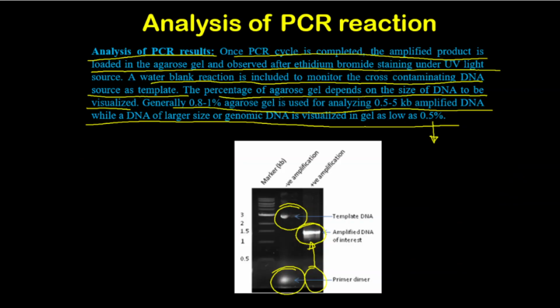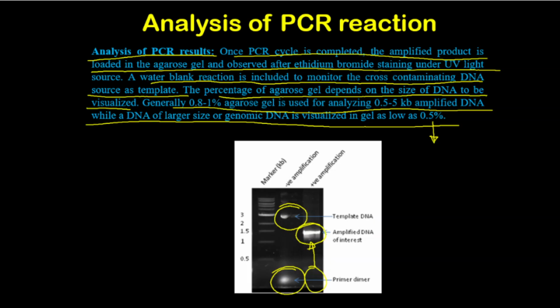Now, how is the reaction analyzed? Once the PCR cycle is completed, the amplified product is loaded on the agarose gel and observed after ethidium bromide staining under a UV light source. Basically, when you are making an agarose gel, you generally put ethidium bromide in it so that it can distribute evenly, and whenever the DNA sample is there, it can get intercalated inside the double stranded DNA, and you can visualize your DNA, whether the amplification has happened or not, whether it is coming at the right size or not, or whatever you want to see.